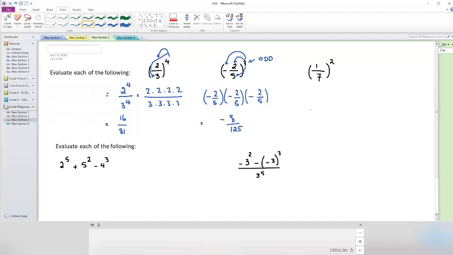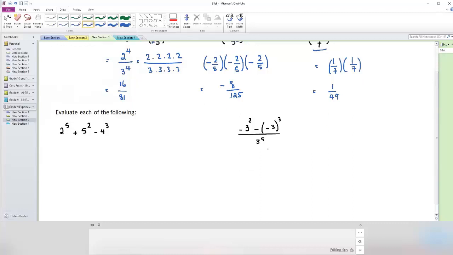And finally, this one, I repeat the base twice. So that means 1 over 7 times 1 over 7. 1 times 1 equals 1. 7 times 7 equals 49.